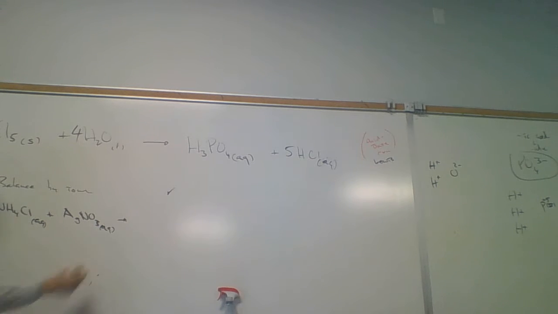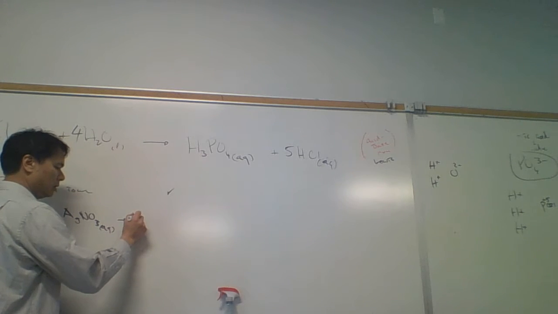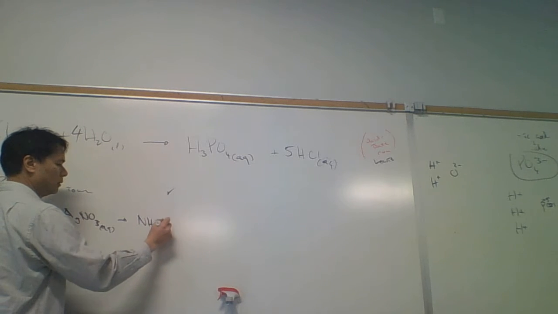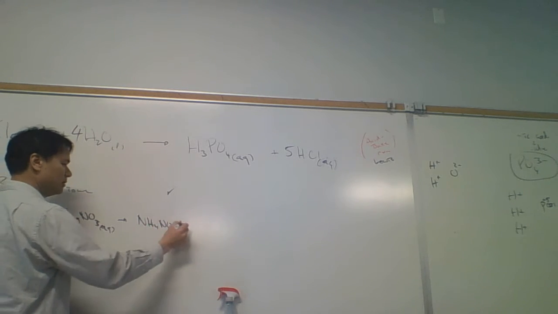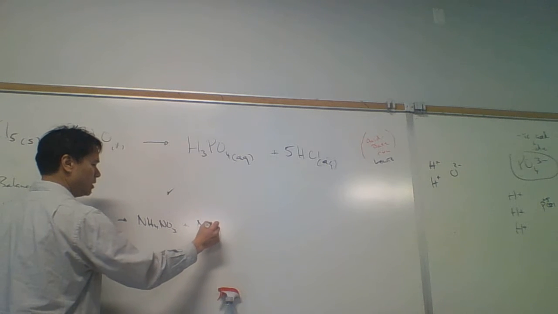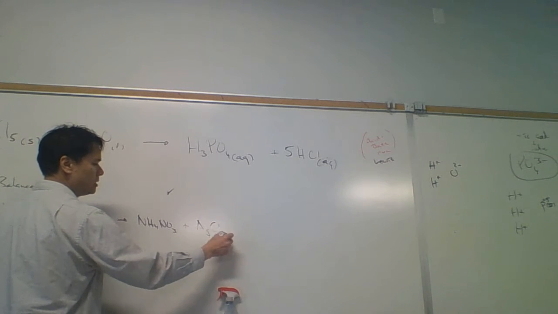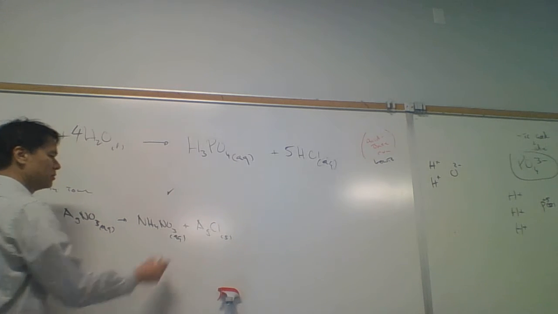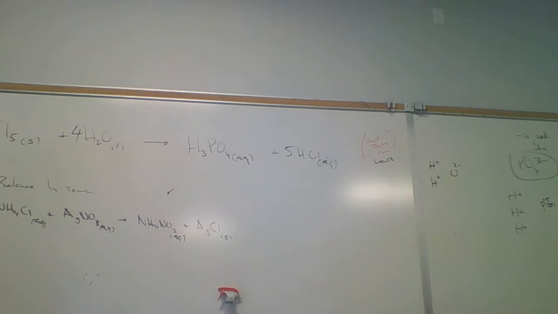And when I mix these together, I'm going to form ammonium nitrate and silver chloride. And so what's the formula for ammonium nitrate? NH4NO3, and then silver chloride is AgCl. AgCl turns out to be a solid. Ammonium nitrate is aqueous. And so this is what we call a precipitation reaction.